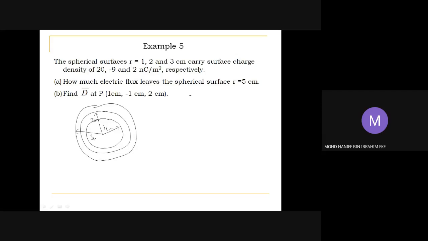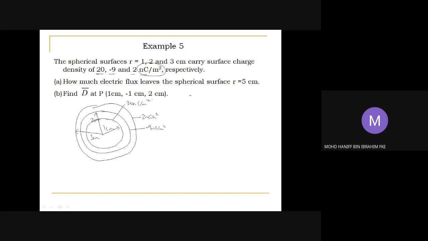So we have three spheres with different radii, and each of them is said to carry a different charge distribution, which are 20, -9, and 2 nanocoulomb per meter squared. Looking at this unit, it is understood that the charges are of the surface charge type. So if we label it, this is 2 nanocoulomb per meter squared, that should be -9 nanocoulomb per meter squared, and the inner part will be 20 nanocoulomb per meter squared.